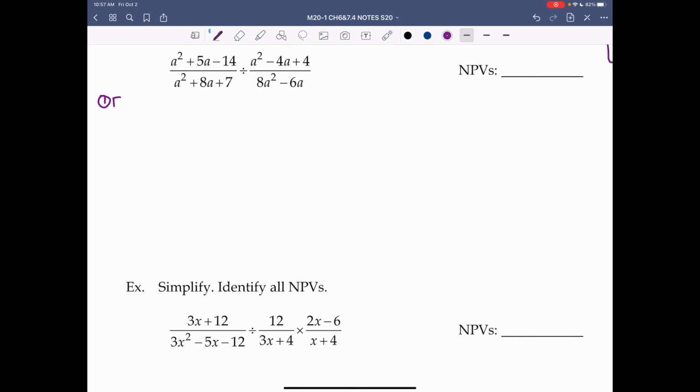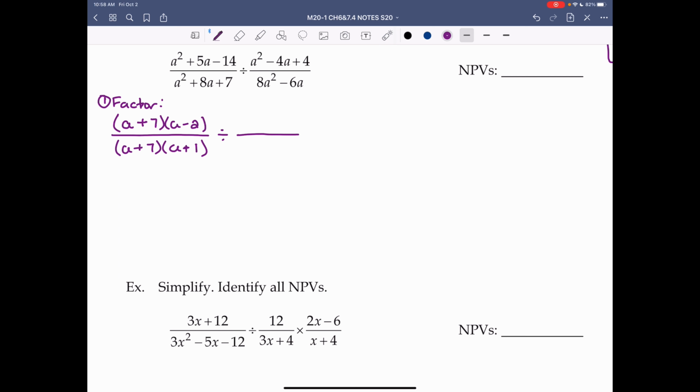Next one, factor. A squared plus 5a minus 14. We need two numbers that multiply to negative 14 and add to 5. We get a plus 7, a minus 2. 7 times negative 2 is negative 14. 7 plus negative 2 is 5. Bottom, a squared plus 8a plus 7. Two numbers that multiply to 7 and add to 8: positive 7 and positive 1 add to 8 and multiply to 7.